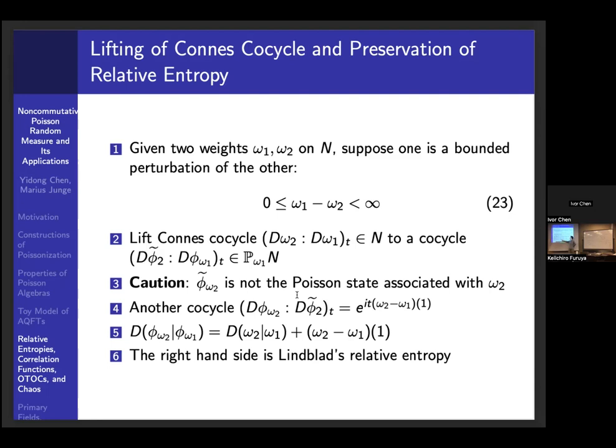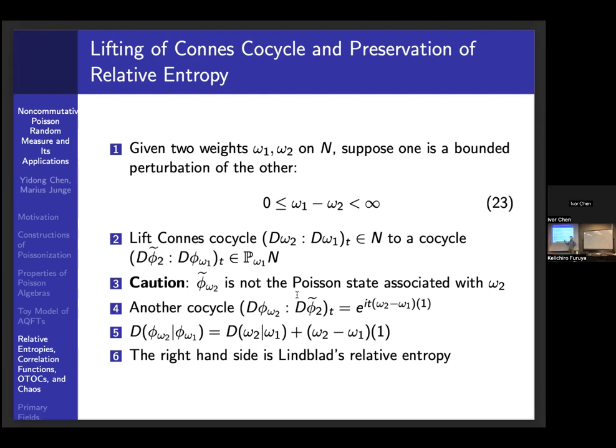So if you know on the algebra M how to calculate relative entropy, you know how to calculate the relative entropy in the Poisson algebra. It's what we call preservation of relative entropy in the case of Poissonization. And this right-hand side, I didn't pull it out of a hat either.